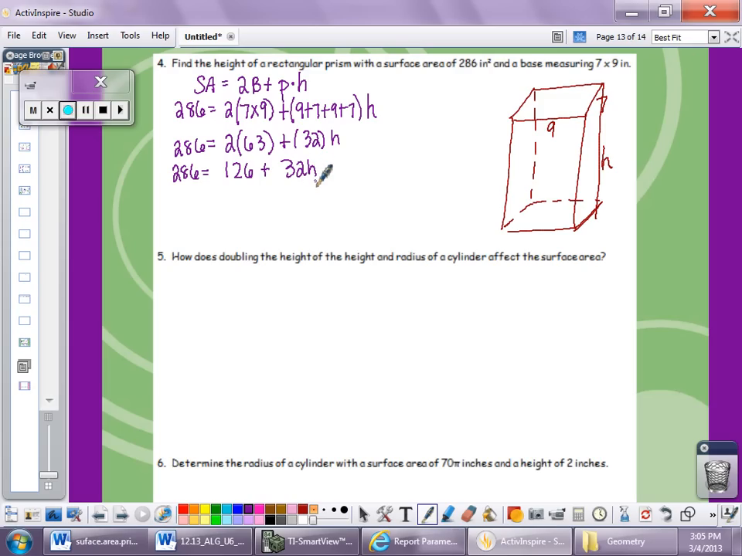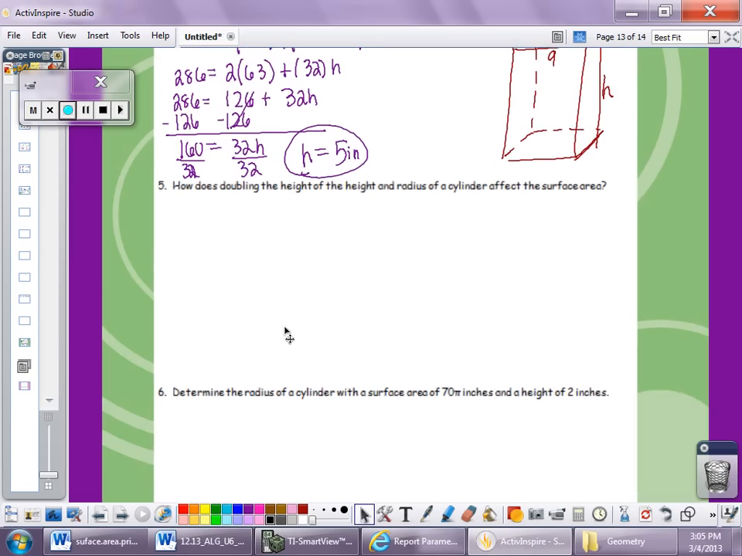2 times 63 gives me 126 plus 32h. And from here, I see that it's just a linear equation. I can solve it. It's a two-step. I get rid of the 126 because there's no h with it. Remember, I'm trying to isolate the h. This leaves me 160 is equal to 32h, and I divide out by 32. h, therefore, is 5 inches. And that's just what I wanted.